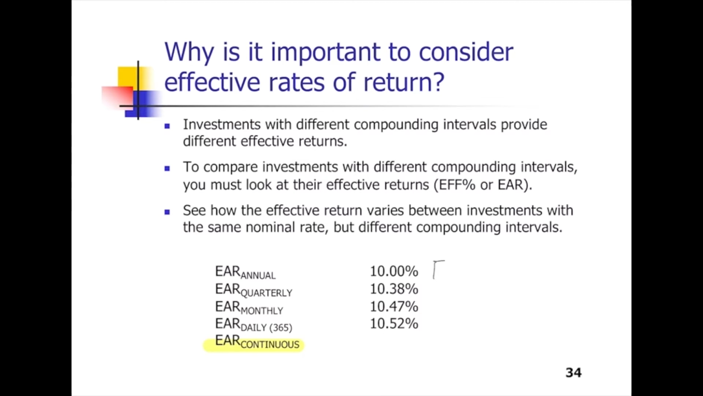EAR can be calculated by using this formula, right? 1 plus I nominal rate over m, to the power of m, minus 1. But we have many m, right? The m means the number of compounding intervals. So we have a continuous number.